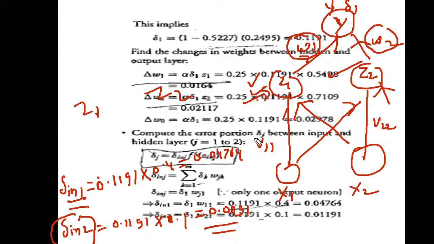Now after this we will have to calculate the output of this one. Let's calculate it, because we have to update V11 and V22 and all the weights. To update the weights, we will have to calculate the output of Z1 and Z2 from the backward direction. So let's calculate that one.